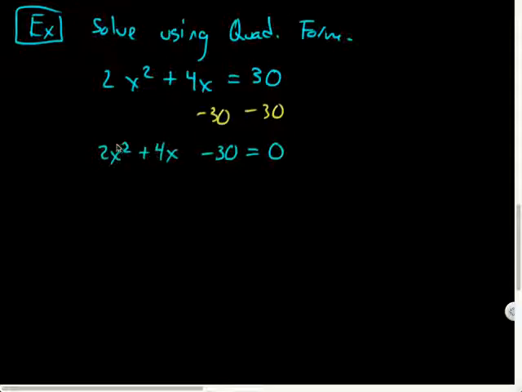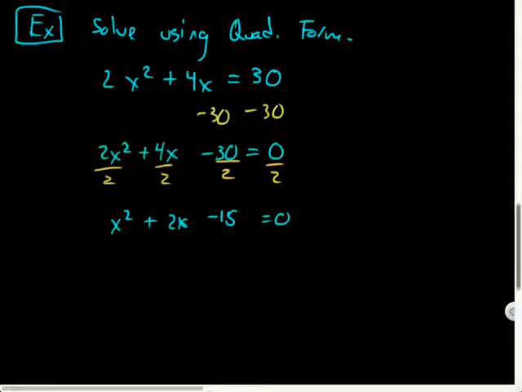Divide by 2. Now, technically, I could have said a equals 2, b equals 4, c equals negative 30, and plugged it into the quadratic formula. However, we can make this simpler for ourselves where our math will have smaller numbers, meaning I'm more likely to be able to do it in my head, which is good. x squared plus 2x minus 15 equals 0.